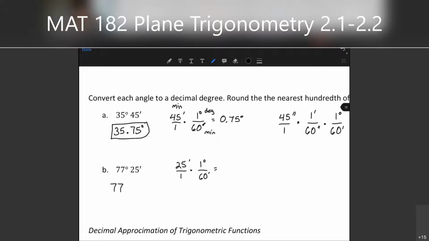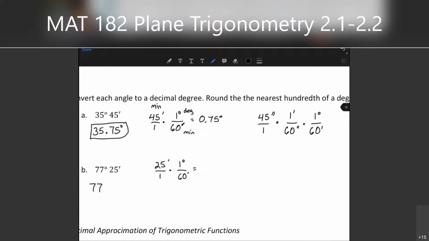If we do 25 divided by 60 here, what is the decimal result going to be there? Joel, you got 0.41. I think you'd be right there. We do 25 divided by 60. And again, this thing round to the nearest hundredth. So really 2 decimal places here.